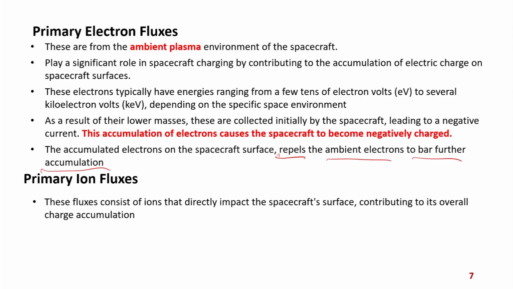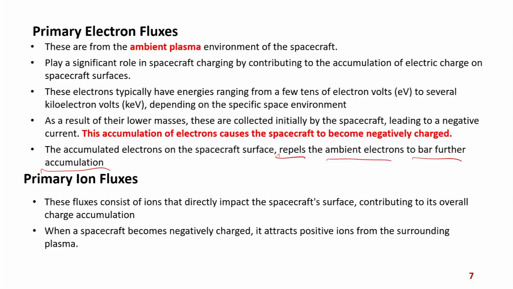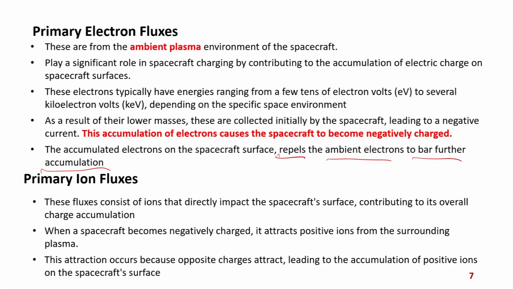Since the plasma consists of both ions and electrons, these fluxes include ions that also impact the spacecraft surface, because once the spacecraft is negatively charged, it will attract them. So these are the incoming fluxes. As I already said, it attracts the positive ions from the surrounding ambient plasma environment.